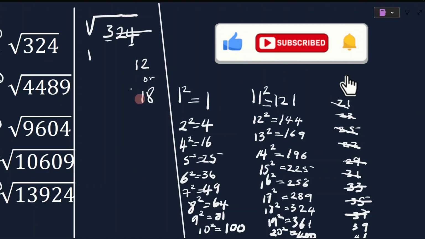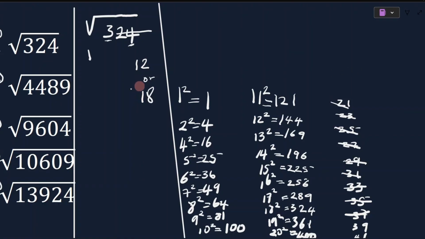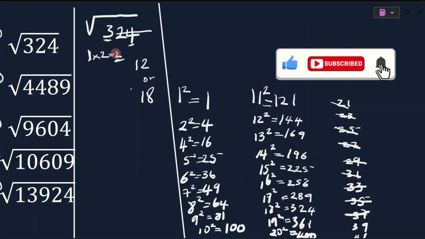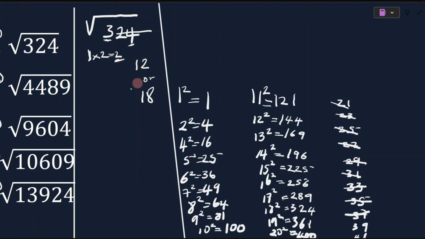So how do we know if the answer is either 12 or 18? If we remember, what we have is 1, which when squared gives us a number close to 3 but not more than 3. After 1 we have 2. So 1 multiplied by 2 will give us 2. Now you compare 2 and 3. Which one is larger? 3 is bigger than 2, so we will take the larger number from either 12 or 18. So 18 is the larger number and the square root of 324 is equal to 18.